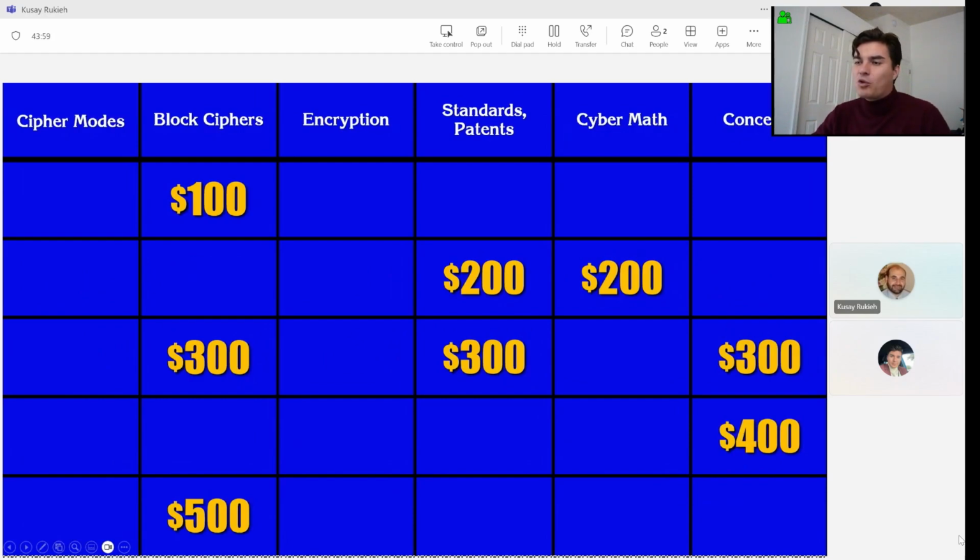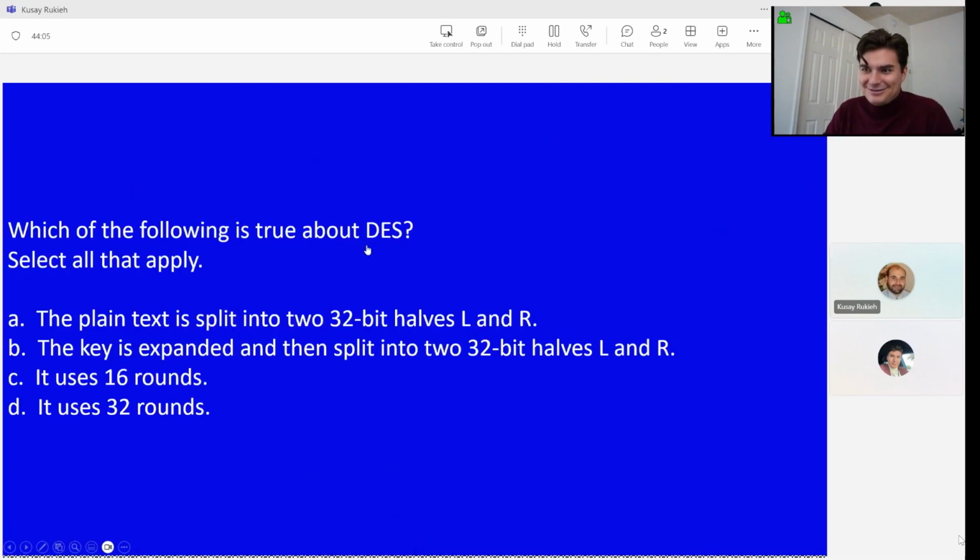Let's go with block ciphers for $100. I need an easier one now. What's defining true about DES? It uses 16 rounds, I'll give you that one. Wow, the plain text is split into two 32-bit halves, left and right. I didn't know that, but you have two possible answers on that.